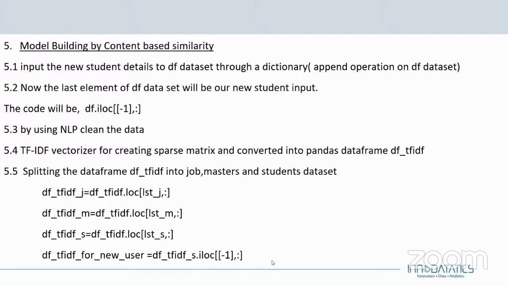Then in order to visualize, we converted it to a pandas data frame, and we gave the name df_tfidf. Then finally we split the df_tfidf data frame into job, master, and student. That is, we extracted from df_tfidf the job df_tfidf dataset, master's df_tfidf dataset, and new user df_tfidf dataset. In the new user df_tfidf dataset, you can see I used -1, which means the last row. So next slide, please.